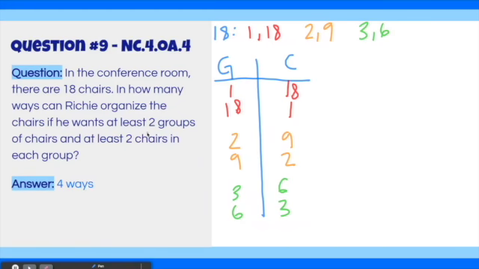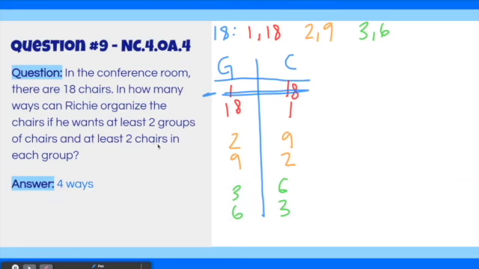Now, going back to the question, it says that Richie wants at least 2 groups of chairs and at least 2 chairs in each group. So now we're going to go to the groups column. We're going to see if any of the numbers are less than 2. And in this first combination, this number is 1, that means there's going to be only one group of 18 chairs. But that doesn't fit what Richie wants, so we're going to cross that one out. And then the rest of the numbers are at least 2, so that's fine.